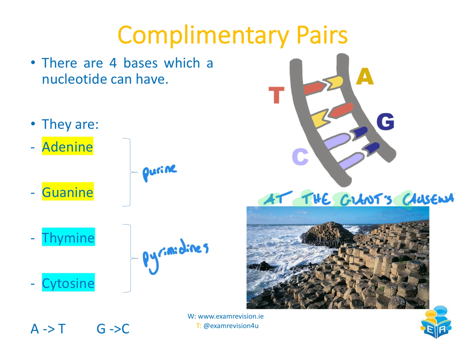Okay, and you are expected to know those 2 terms as well. So adenine and guanine are the purines, thymine and cytosine are the pyrimidines.